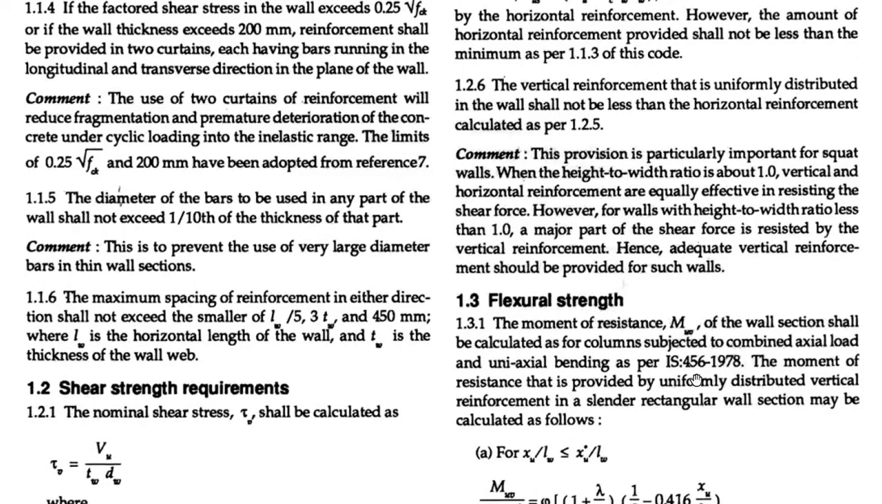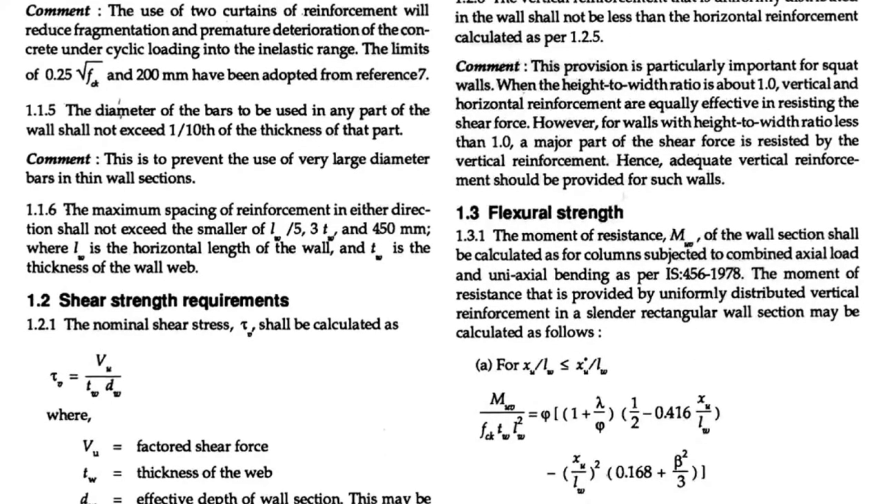And next one, flexural strength. The moment of resistance Muv of the wall section shall be calculated as for columns subjected to combined axial load and uniaxial bending as per IS 456. The moment of resistance that is provided by uniformly distributed vertical reinforcement in a rectangular wall section may be calculated as follows.